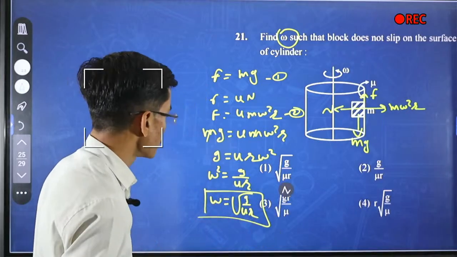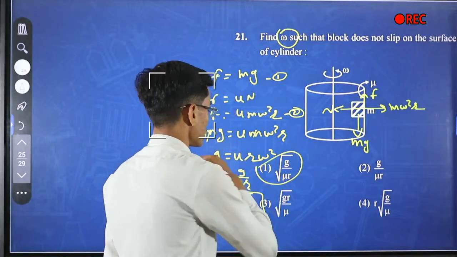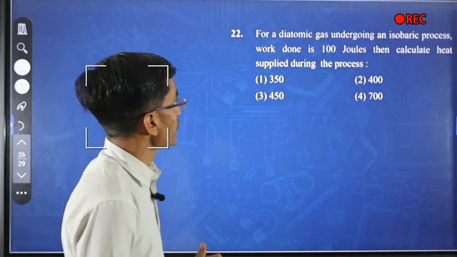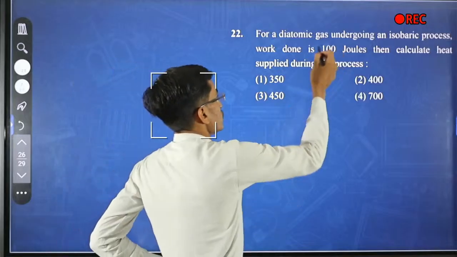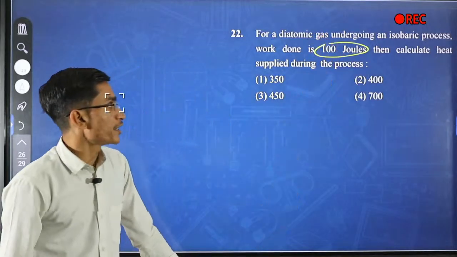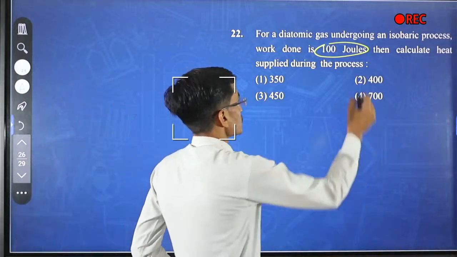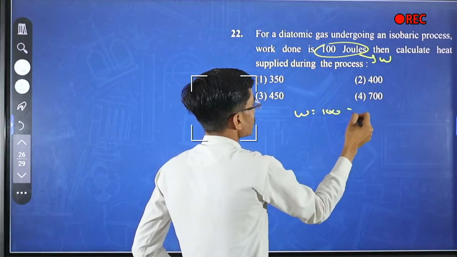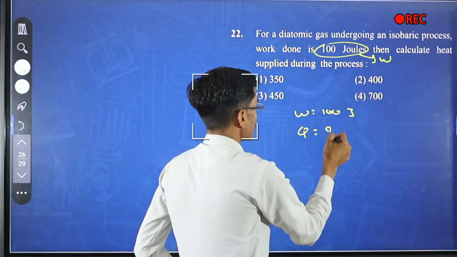Okay. So g by mu r in question option 1. Next one, for a diatomic gas undergoing an isobaric process, work done is 100 joules. Then calculate heat supply during the process. What will be the heat supply during this process? Work done is given, so work done is 100 joules. We have to find heat supply.